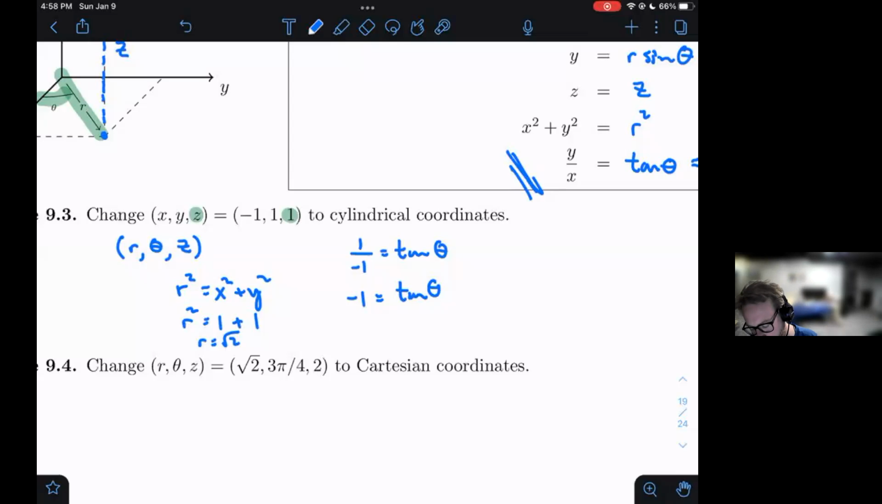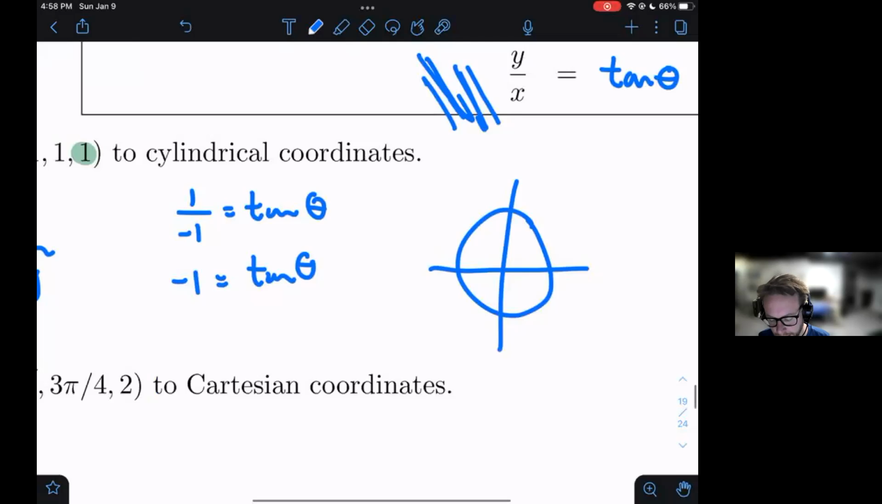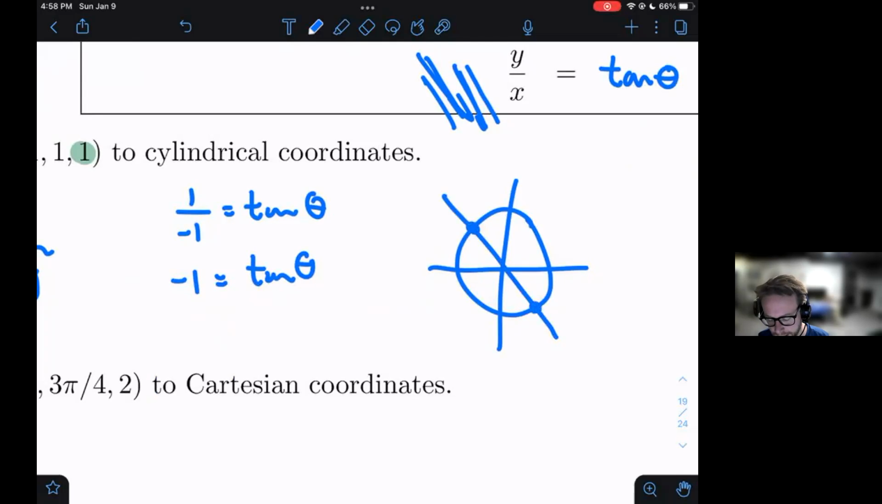I find if we draw a quick picture of this, remember tangent is like the slope, right? It is literally this y divided by x, the rise divided by the run that we see up here. And so we want the slope to be -1. So something like this, some line going through the origin with a slope of -1. What theta values make this true? In this case, we're going to choose a theta value of 3 pi over 4. So here would be 1 pi over 4, 2 pi over 4, aka pi over 2, and then 3 pi over 4 gives us this point right here.